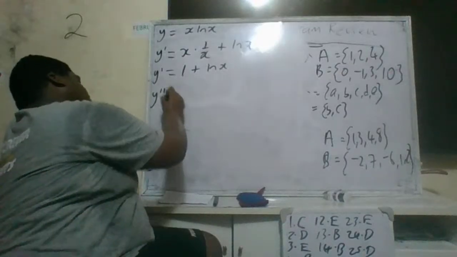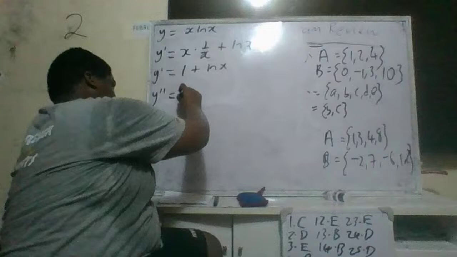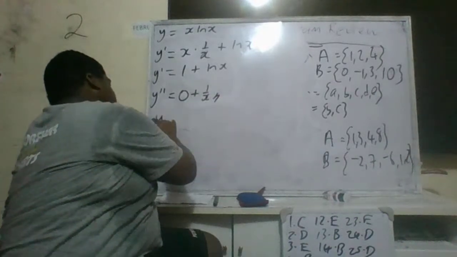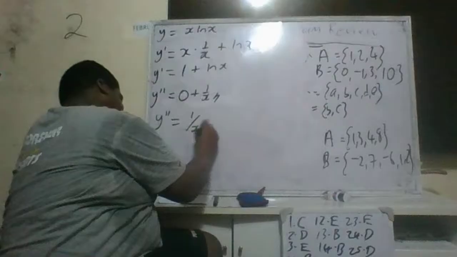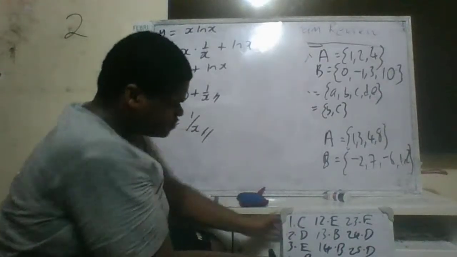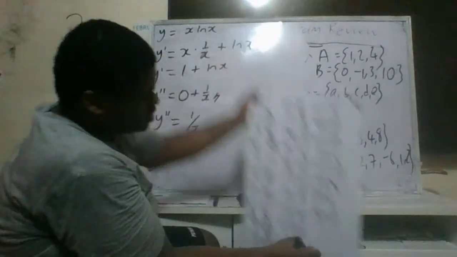Find the second derivative. This will be equal to 0 plus 1 over x. So your second derivative is equal to 1 over x. And 1 over x is option D. Question 30. D.